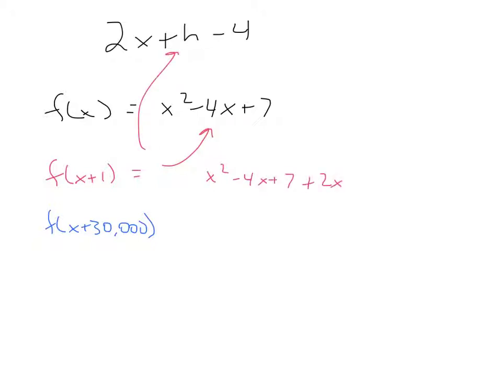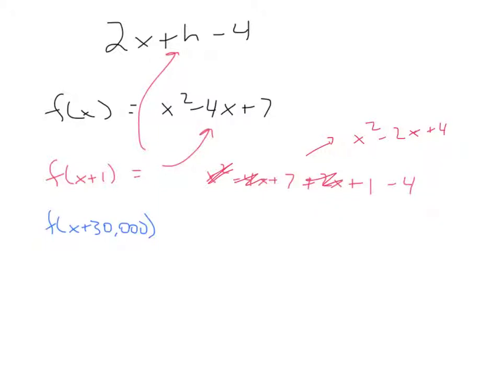Plus 2x plus, it's not h, it's 1. Instead of x plus h, I got x plus 1. So plus 1 minus 4. Now this is the only thing I need to solve, and that's just a matter of combining like terms, which I'll do real quick. Up here I get x squared minus 2x, because I get minus 4x and 2x, minus 2x, and then I got plus 7 plus 1 is 8, minus 4 is 4. And that's the answer. That was way fast.